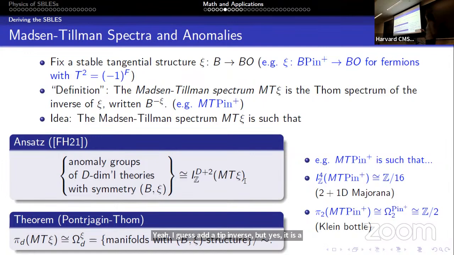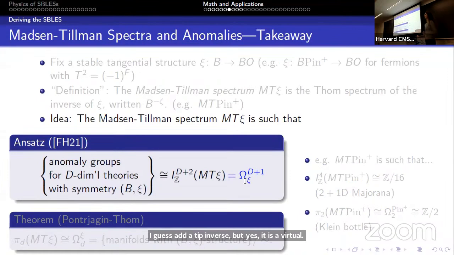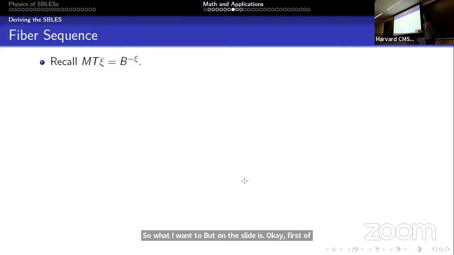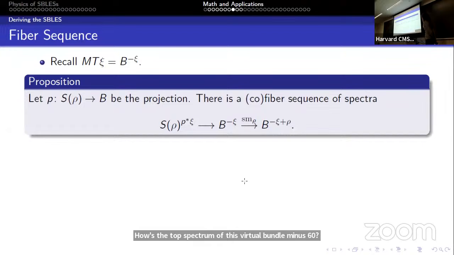Okay. Right. So now let's try to use this perspective that we can take cohomology of spectra to derive our long exact sequence. So what I want to put on the slide is, okay, first of all, recall this notation, this Madsen-Tillmann spectrum. I'm also going to write it as the Thom spectrum of this virtual bundle minus C. Okay. So the proposition is that we have a fiber sequence of spectra. So again, this is sort of like a short exact sequence of spectra. So let's let this P be the projection map from the sphere bundle of rho to this base space. Then the fiber of the map, where we start with tangential structure C, we choose a symmetry breaking order parameter rho.